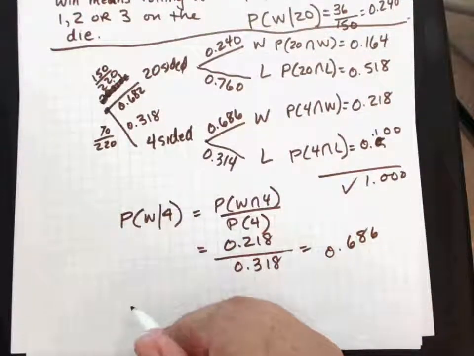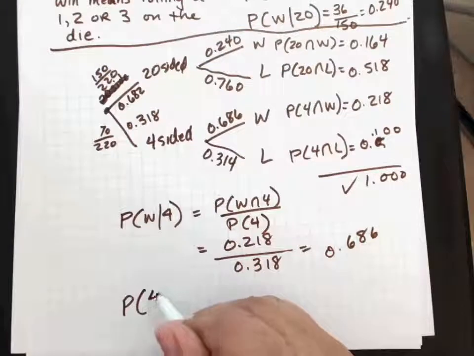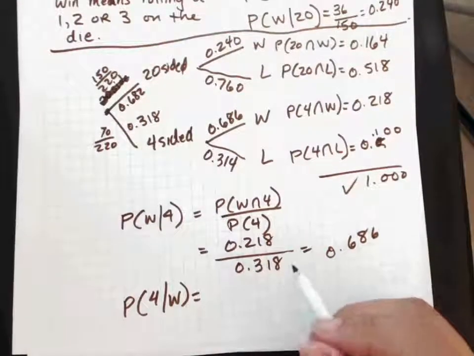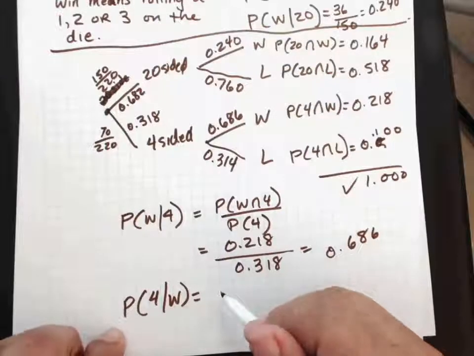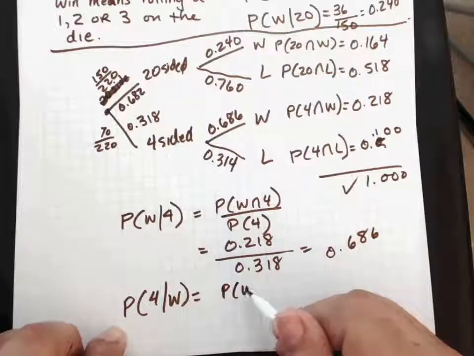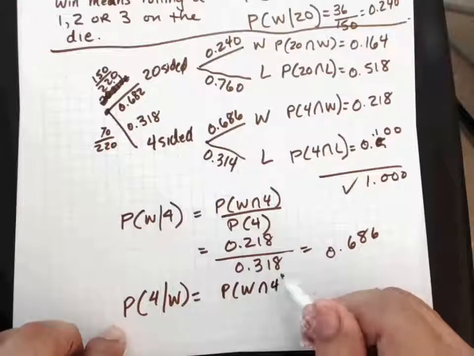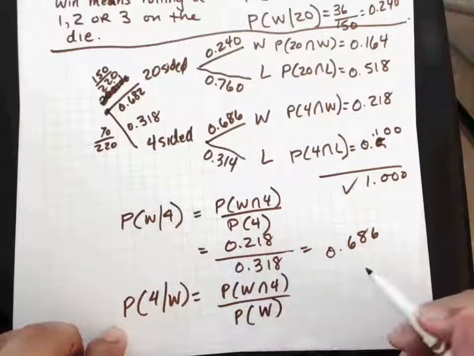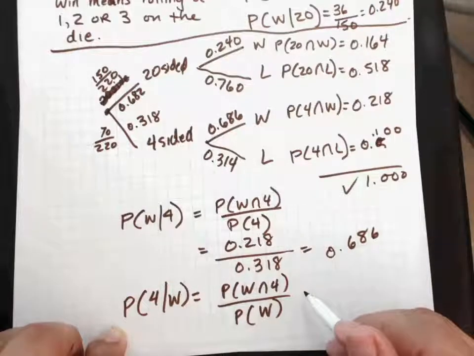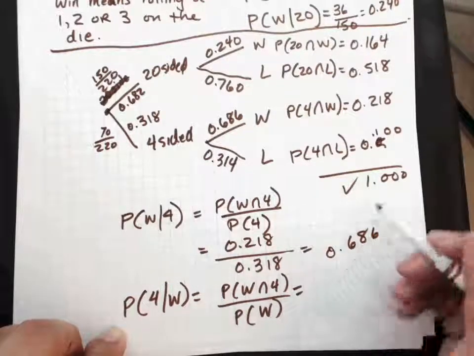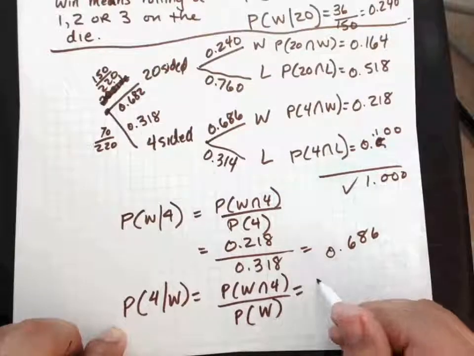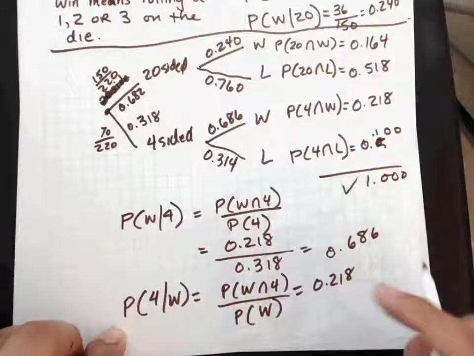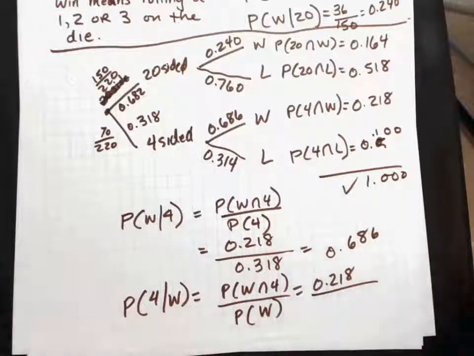The interesting part is when I do a harder probability, which is the probability of a 4 given that I won. This is the one where people get tied up. Probability of winning and a 4, so the top number is still the same. But now I'm looking at the probability of winning. So basically, it's going to be 0.218 on top. It's the same number both ways, because it's always the and on top.